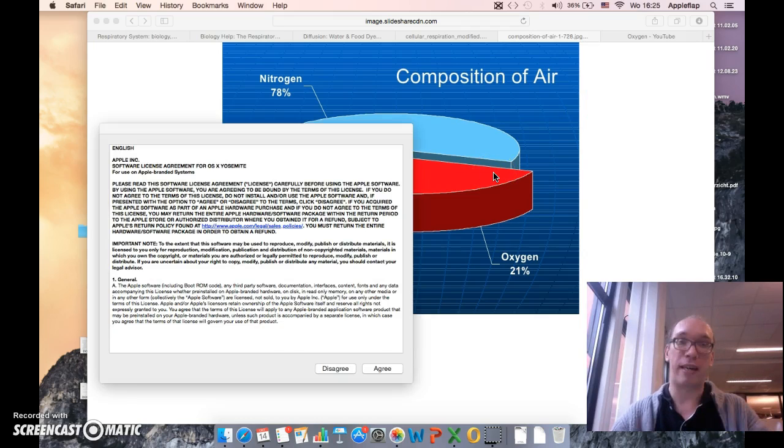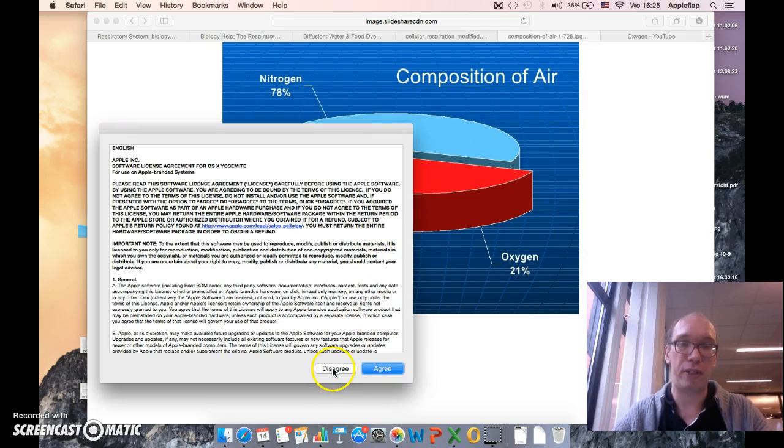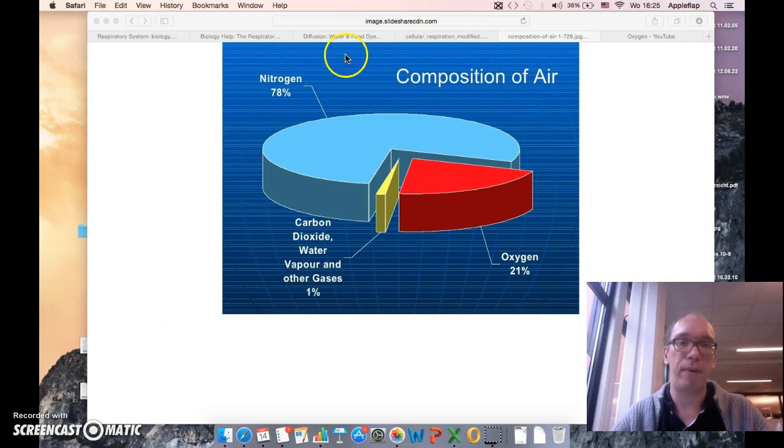Okay, so that's the composition of air. The most abundant gas, about 78%, is, oh come on, get away. The most abundant gas is nitrogen. Nitrogen is there for 78%. Nitrogen is inert to our body. It means it doesn't react with anything. Okay, that's it for here.